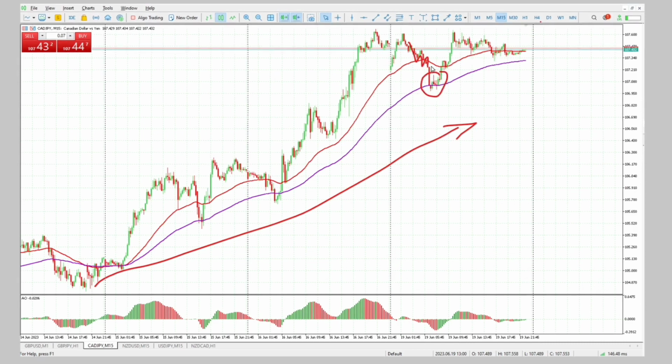At that particular moment, I was taking a nap. I was tired. I traded the ACS session, so I was tired and taking a nap. So I missed the trade here, and I couldn't take any trade here.